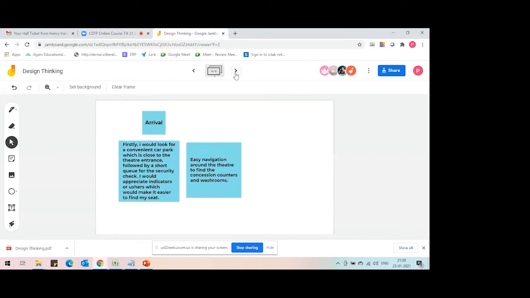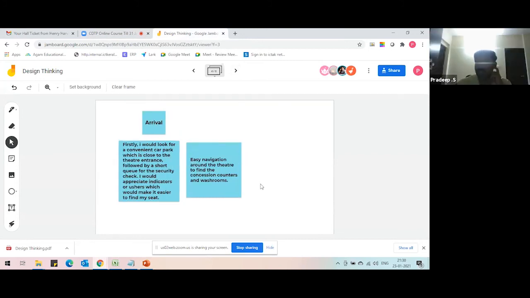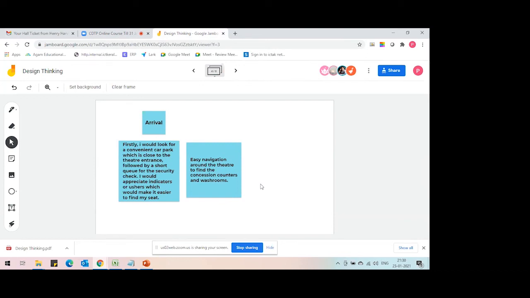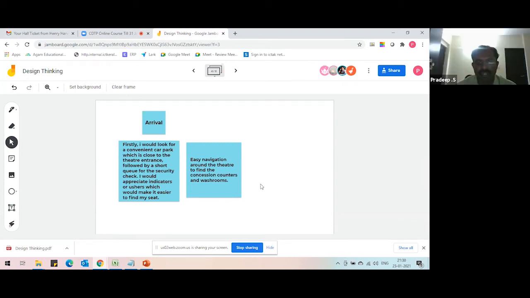Yes, we can go. Arrival, okay. Can you quickly say the different touch points? Vani, please take note of that. Parking, security check. First is parking, then the security check.